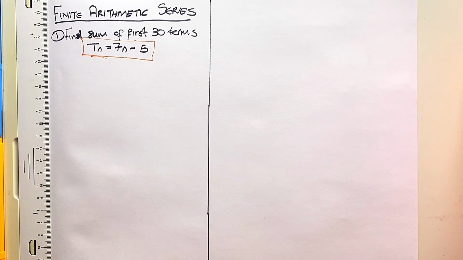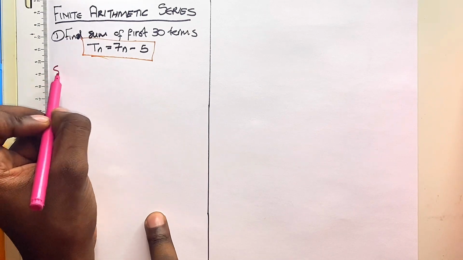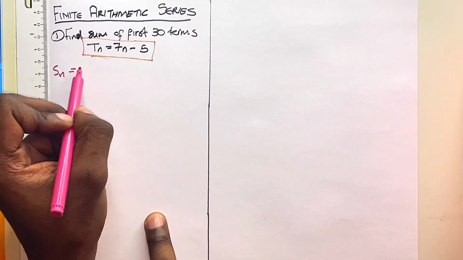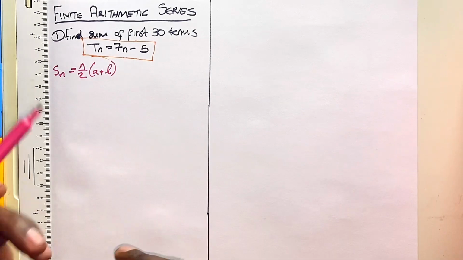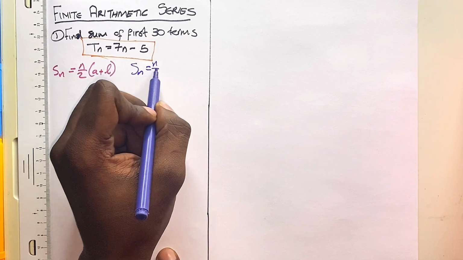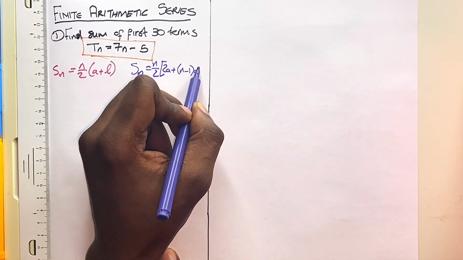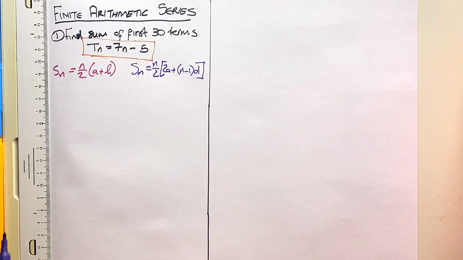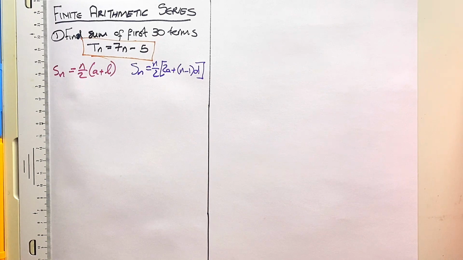Now we said that we have two equations for the finite arithmetic sequence. The first one is Sn is equal to n over 2 into A plus L, and the second one is Sn is equal to n over 2 into 2A plus n minus 1 D. Now which one would we use here?